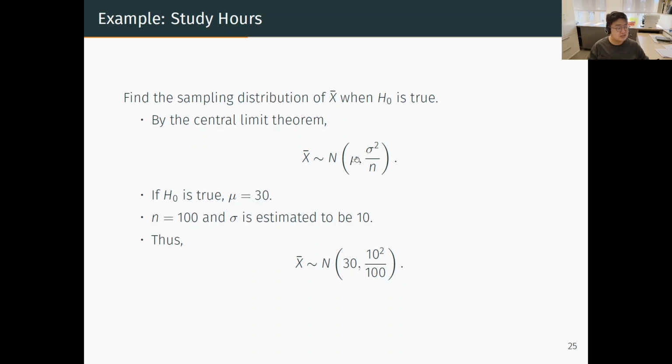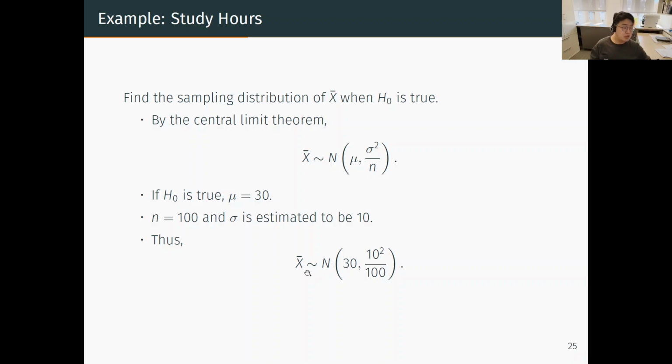So mu is fixed by our null hypothesis. And sample size is given. This is not a problem. But we need to estimate the variance, which is already estimated from the data. We estimated the standard deviation from the data, which was 10. So the variance would be 10 squared. So like this, we could recover the sampling distribution.